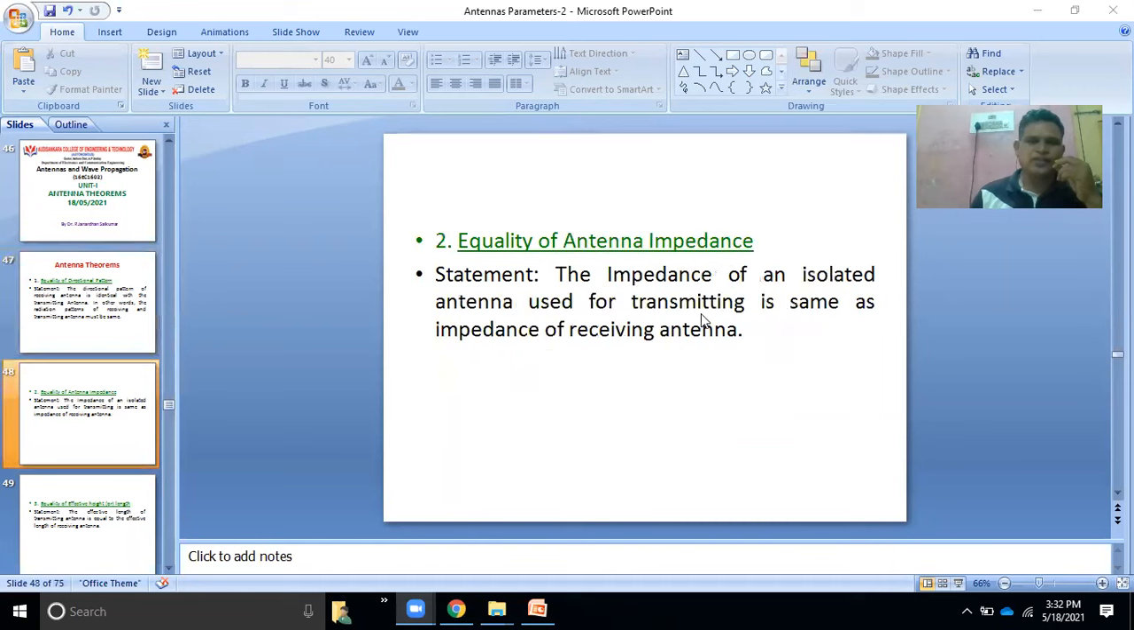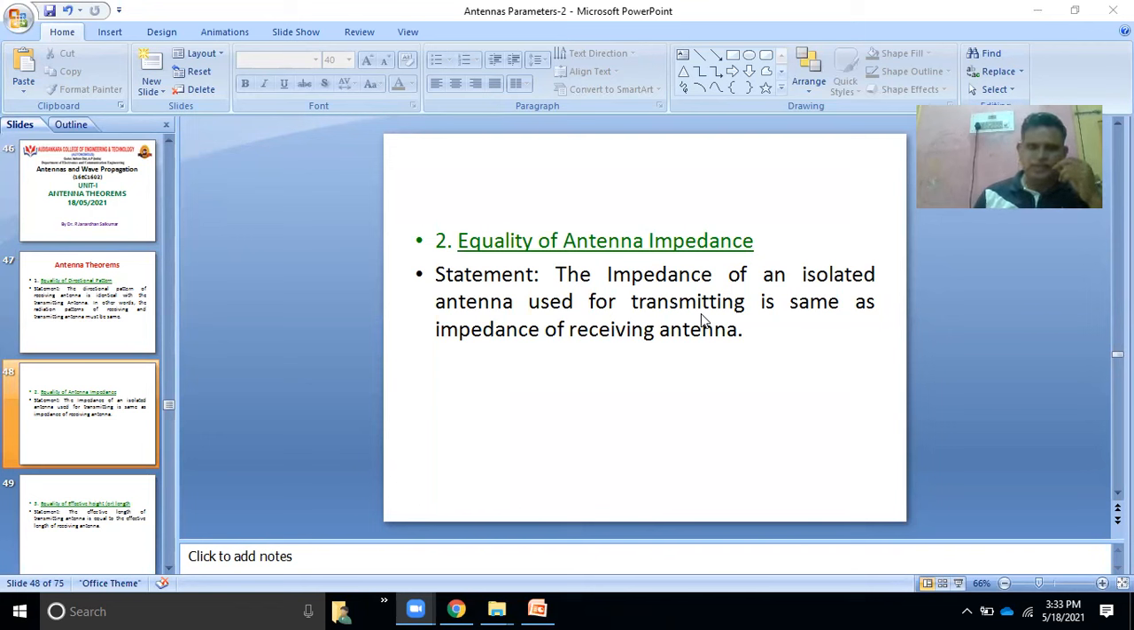What is the second theorem? Equality of antenna impedance. Antenna impedance plays a very important role in designing antenna systems. Why? Because the electromagnetic radiation coming from the antenna has to be transmitted through free space. The antenna impedance and free space impedance should be matching. Similarly, for a transmitting antenna or receiving antenna, the antenna impedance is also the same.